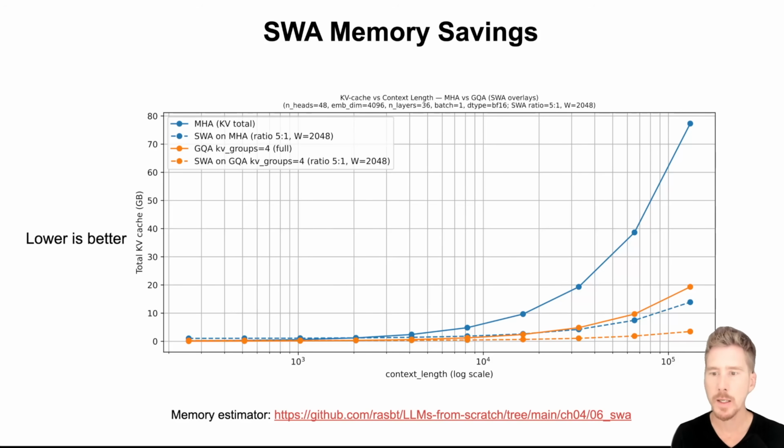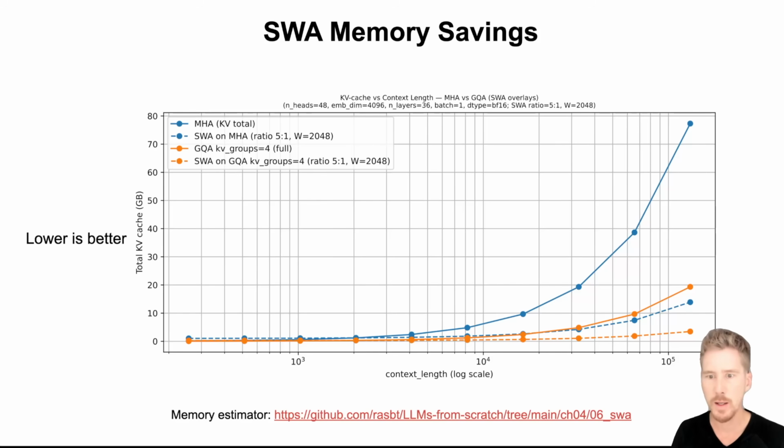At the top, again, the multi-head attention, the regular one, and then the blue dotted line is a version of that where we use sliding window attention with multi-head attention. And we are using here a 5:1 ratio, which is similar to what Gemma 3 did. So the 5:1 ratio here means that we have 5 sliding window attention layers followed by a regular multi-head attention layer. Because remember, in the LLM, we have multiple transformer blocks.